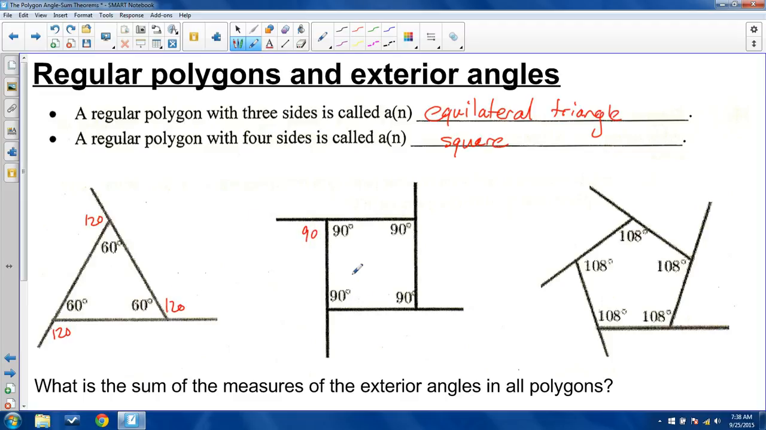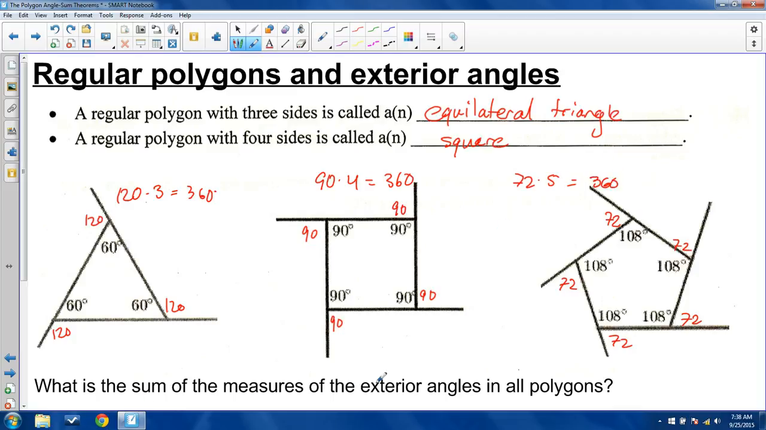These, in a regular quadrilateral or a square, are 90 degrees. And here, I believe that number is 72. Now, when you add them all up, let's take a look at what they are. 120 times 3 equals 360. 90 times 4 equals 360. And 72 times 5, I want you to take a guess of what you think it is. Say it. Yeah, it's 360.